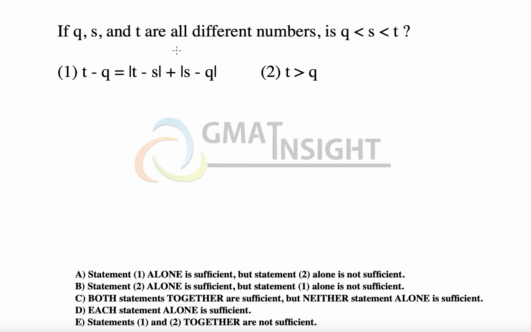If q, s and t are all different numbers, is q less than s less than t? So we need to answer this question in the form of either yes or no. Let's start with the first statement.